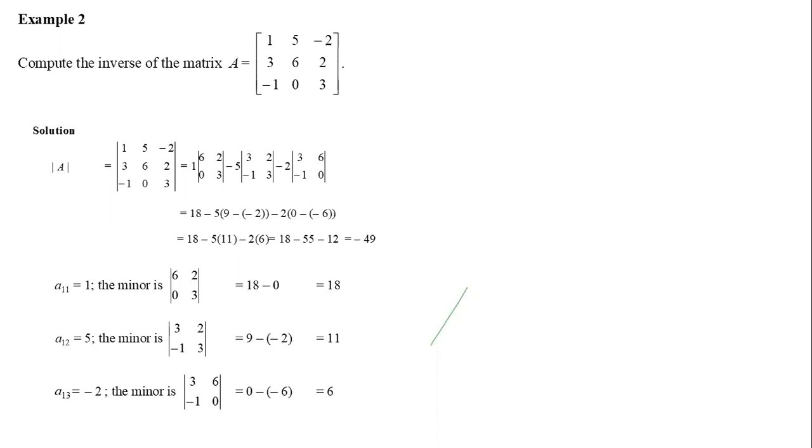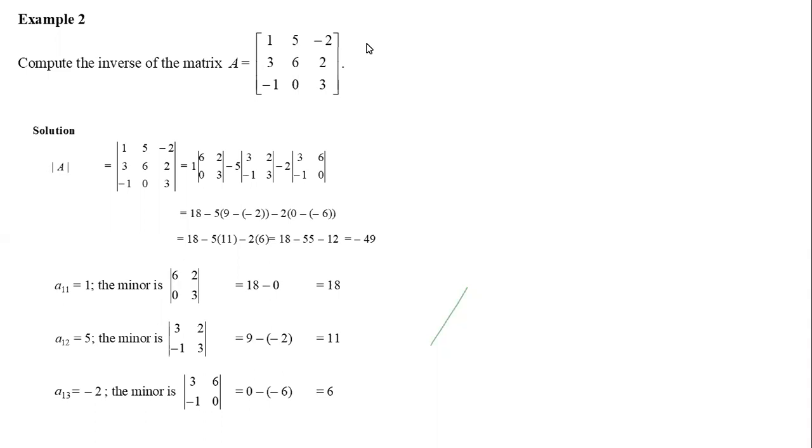What is the minor of 3? Minor of 3 is 15. Thank you. Because the matrix that I'm going to have is 5 minus 2 is 3. Minor of 3 is 15.